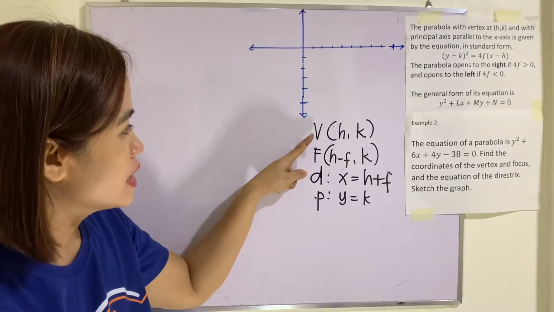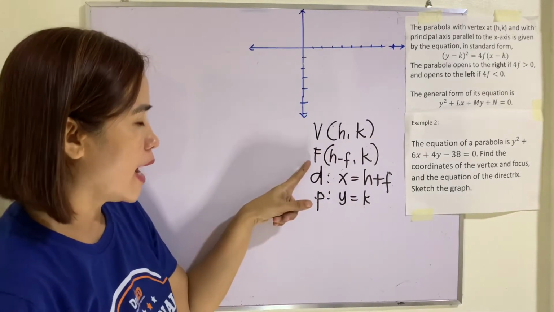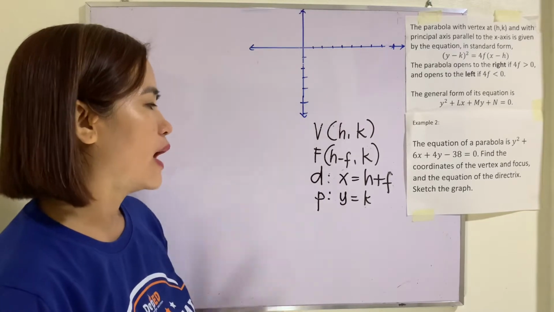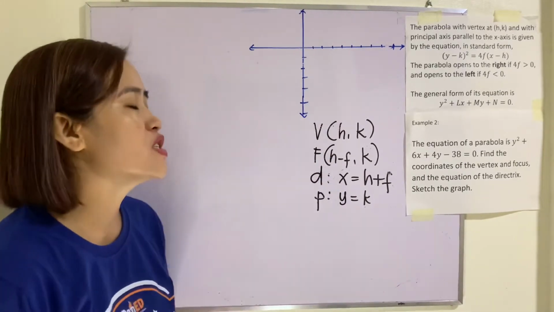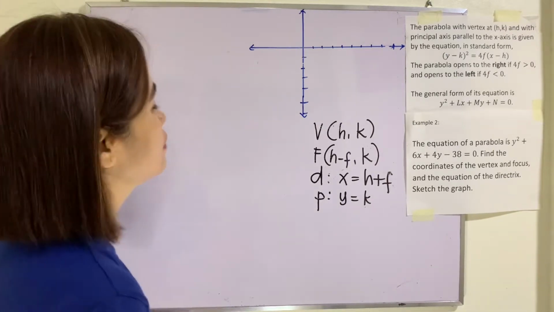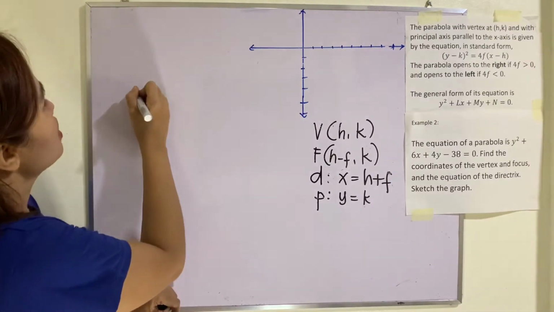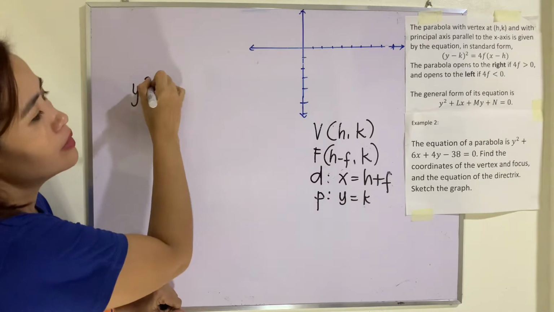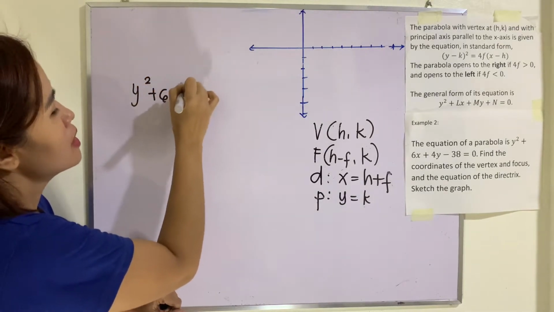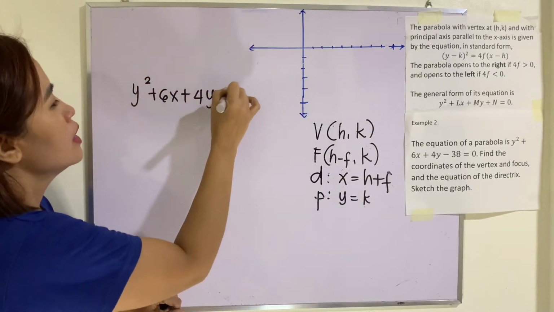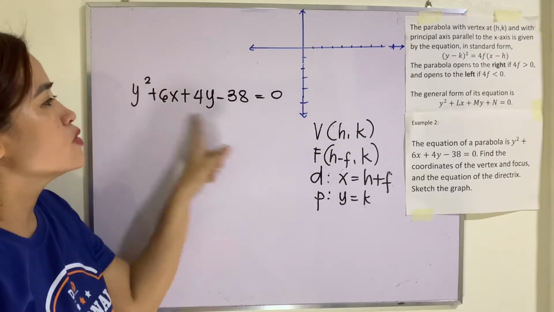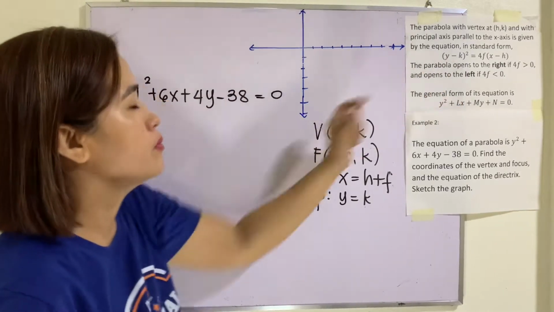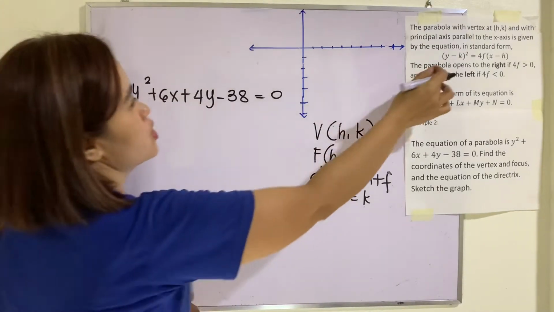Our vertex is (h, k), our focus is (h minus f, k), our directrix is x equals h plus f, and our principal axis is y equals k. So, the equation is given, that is y squared plus 6x plus 4y minus 38 equals 0. We will be converting this into this form, transforming this into that form.